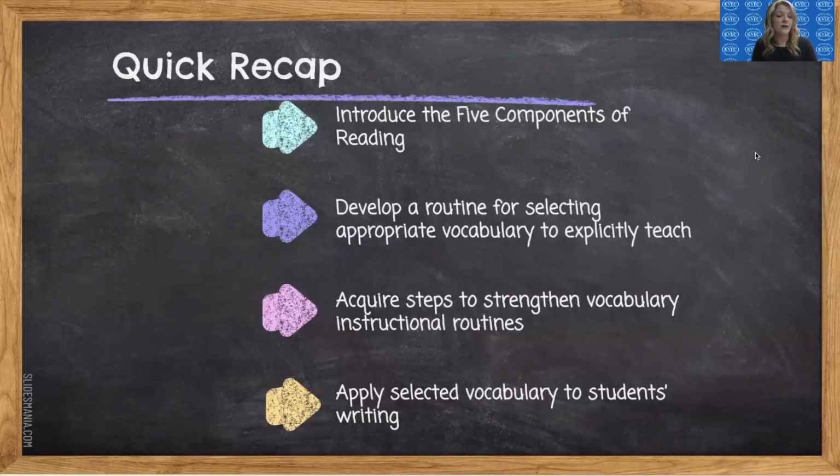Okay, so just a quick recap of what we've gone through today. We've talked about the 5 components of reading and how they all tie in together to guide the ultimate goal of increasing students' comprehension. We have talked about a routine on how to select those vocabulary words for those students. And then we've talked about how to go through and instruct and teach those words to the kids to ensure that they know the meanings of those words. And then after they know the meanings of the words, then we've talked about how to apply it to their writing.